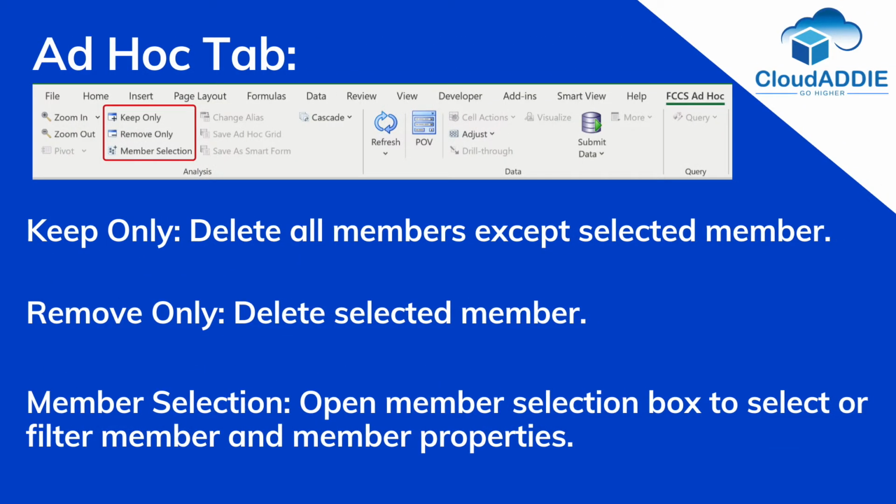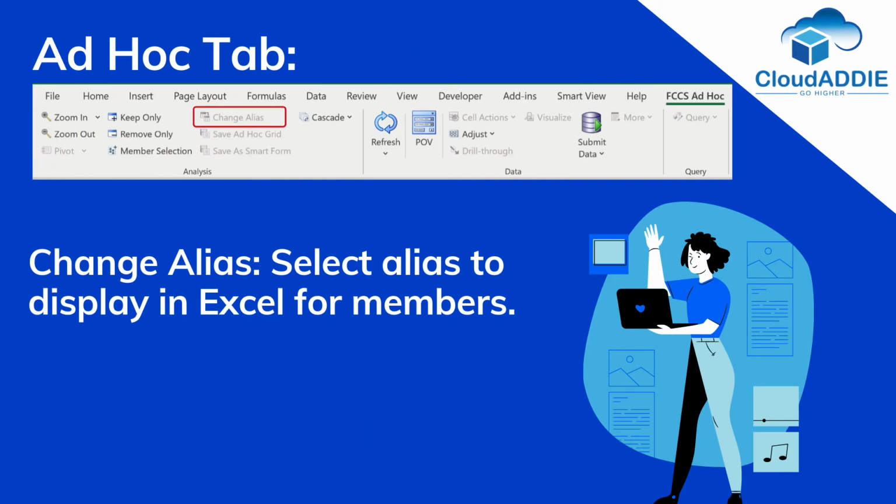Keep only: delete all members except selected members. Remove only: delete selected member. Member selection: open member selection box to select or filter member and member properties. Change alias: select alias to display in Excel for members.